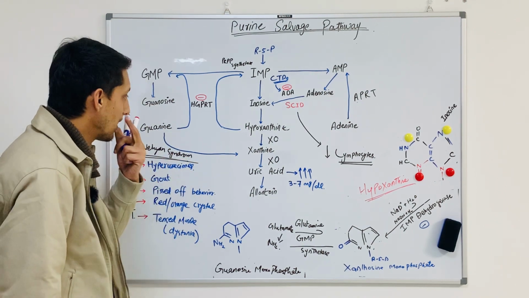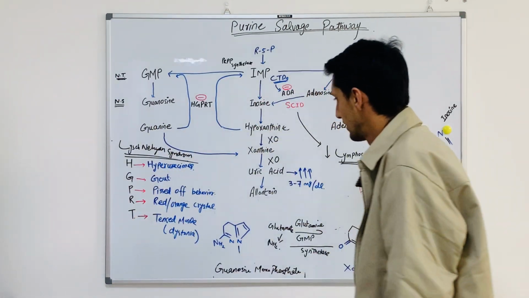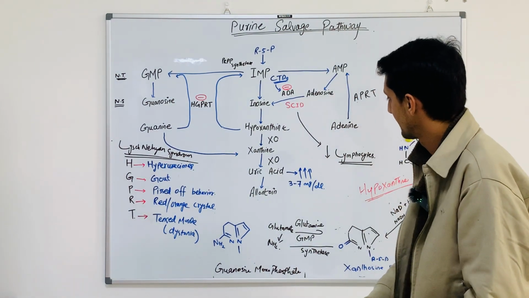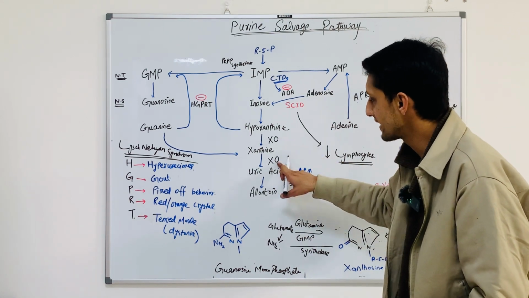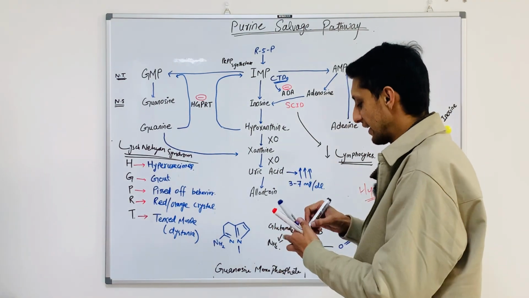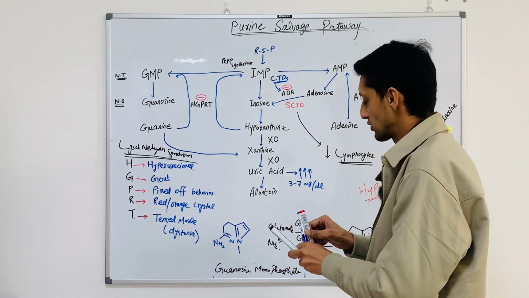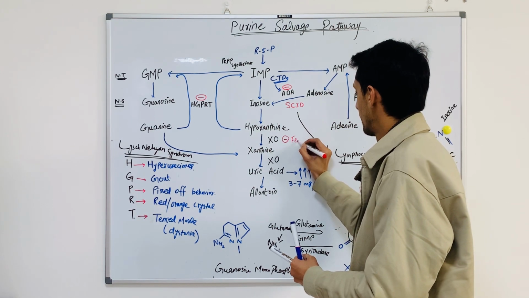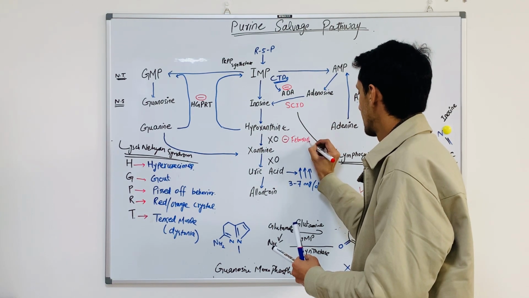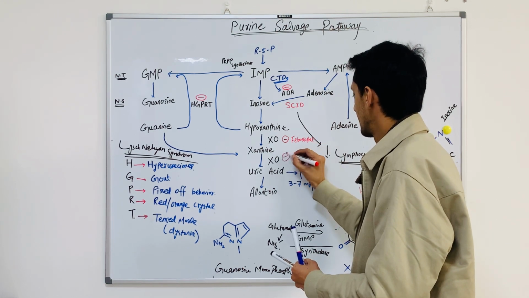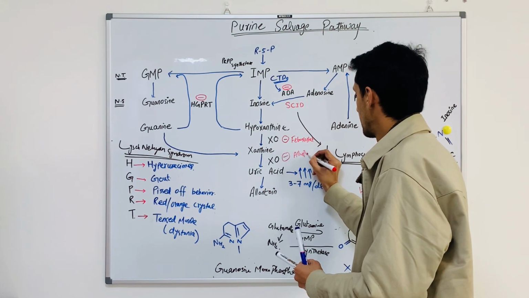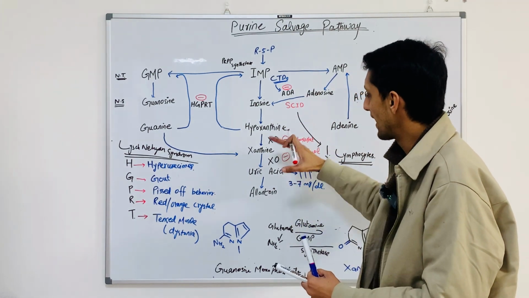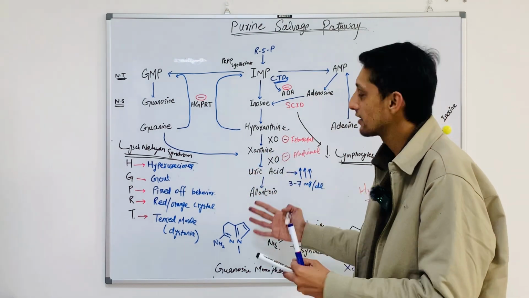All right. Now let's move toward the other side, that is xanthine oxidase. Xanthine oxidase can be inhibited by two drugs, that is febuxostat and allopurinol. These two drugs inhibit xanthine oxidase, which will help in less conversion to uric acid.